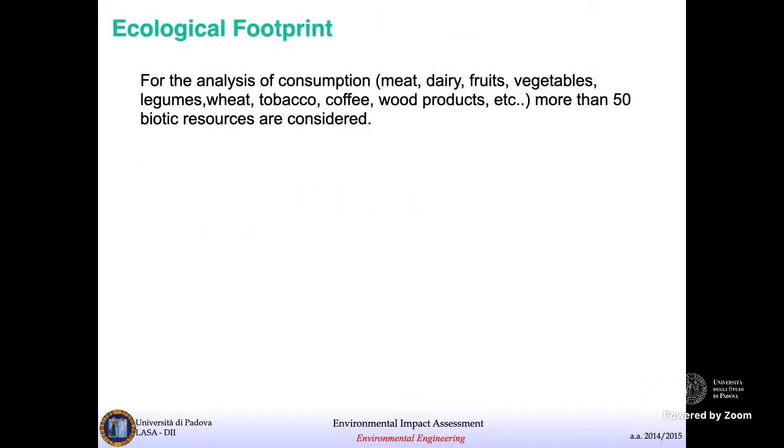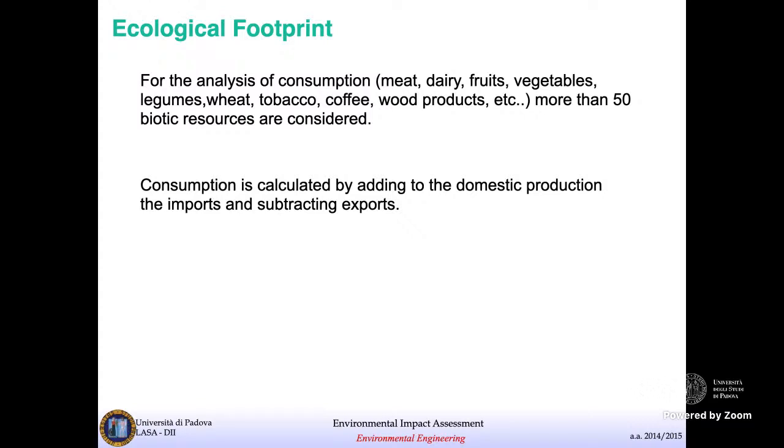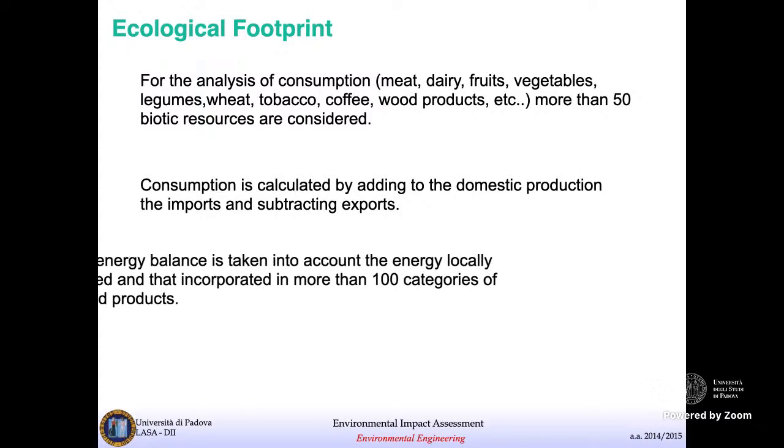Okay, more or less, for the ecological footprint analysis of consumption, you may use meat or dairy products or fruits or vegetables, legumes, wheat, tobacco, coffee, wood products, and so on, for more than 50 biotic resources that may be considered. Consumption is calculated by adding to the domestic production the imports and subtracting the exports. So this is really a trivial balance.